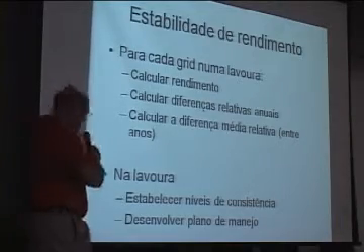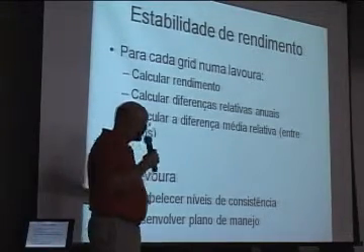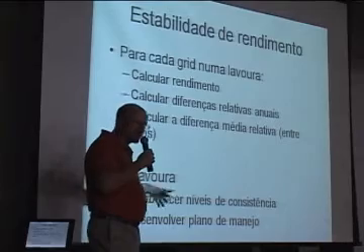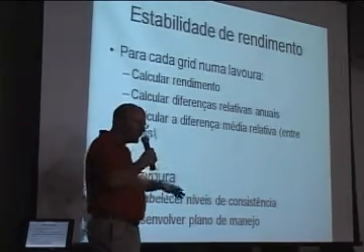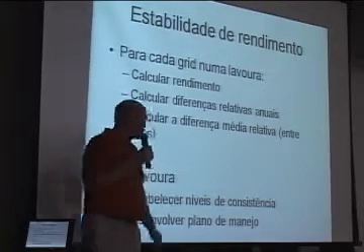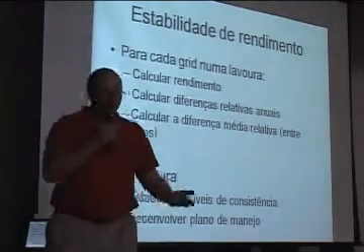Okay, and then at the field level, once we do this, then we're going to establish different levels of constancy. Look at the ones that are always low, ones that are always high, and then from that, we'll develop management plans based on what we know, or what we find out.